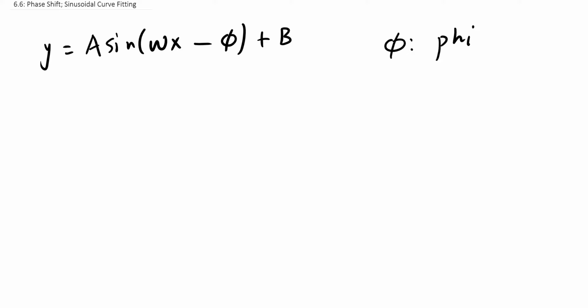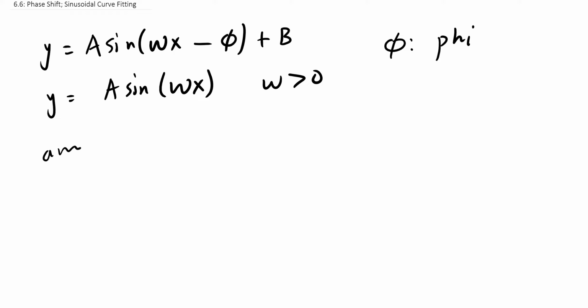For this one, if we start by dropping the phi out, that would be omega x. You can say w or omega. Both of them are Greek letters. So w or omega should be bigger than 0. For the entire section, we're going to assume it's always positive. From previous sections, you remember what we found for amplitude. That was the absolute value of a.